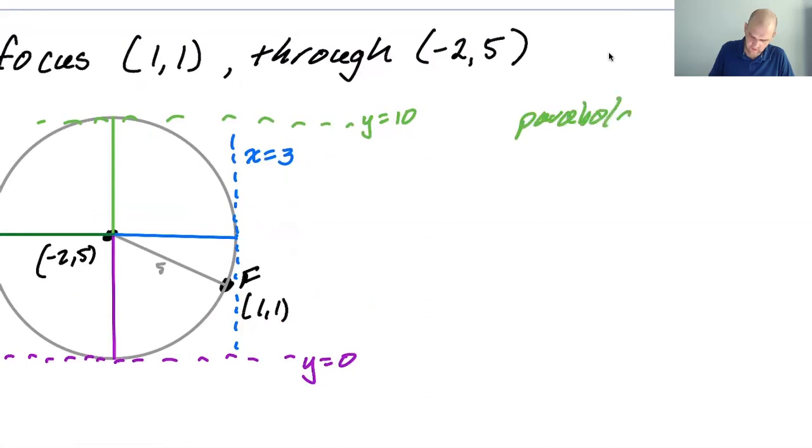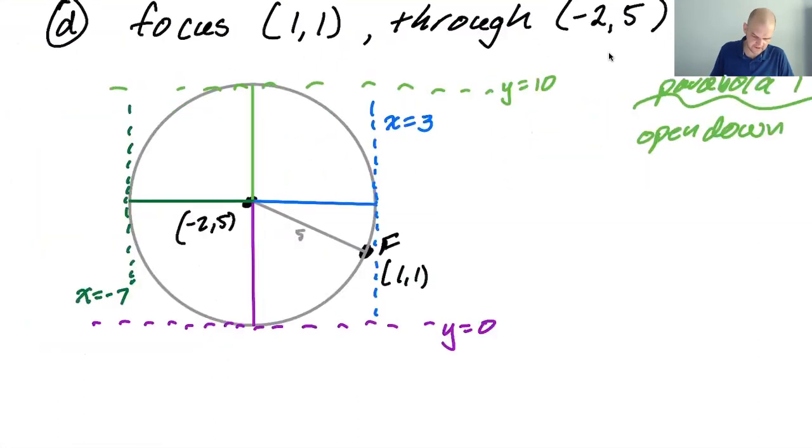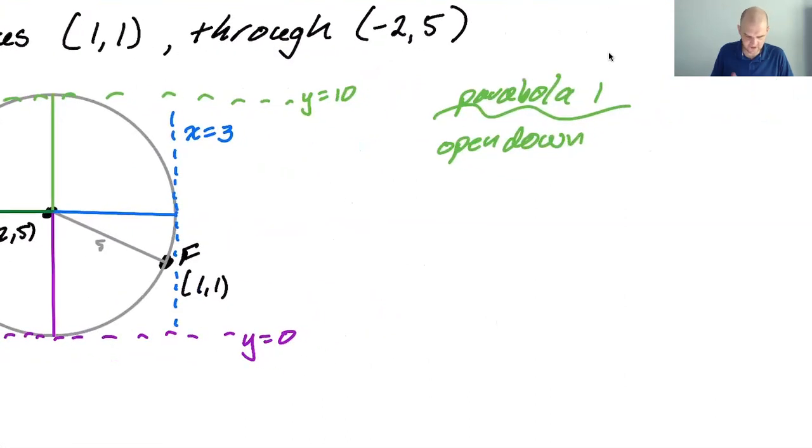So parabola 1. And this is going to open down. It's opening down because the directrix is up here and the focus is here. So let's write what we know. We know the focus is going to be (1, 1), and the directrix is going to be y equals 10.